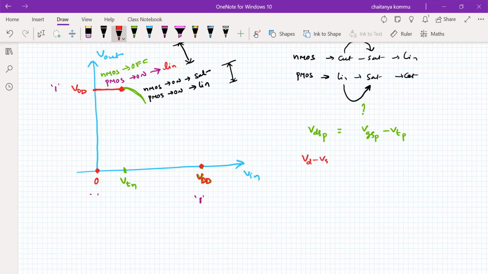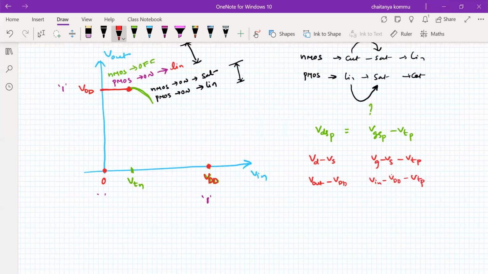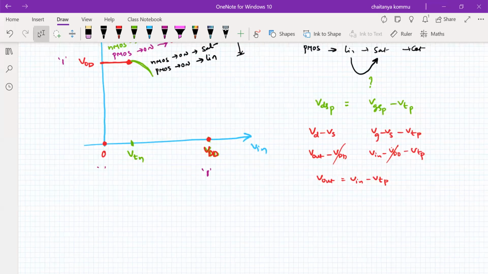VG minus VS minus VTP. So what is the VD for the PMOS transistor? V out only. What is the VS? VS is actually connected to VDD. What is the VG? Vin. So here we observe that these two will get cancelled. Then V out is equal to Vin minus VTP. Okay, so this is the equation that holds good, right?